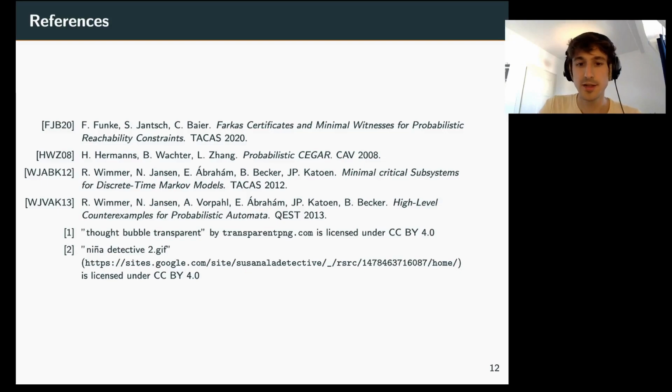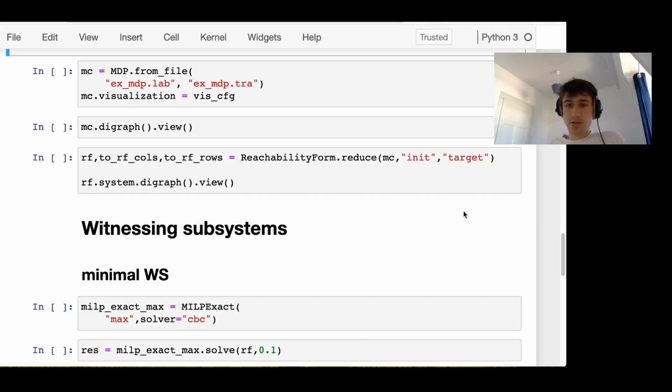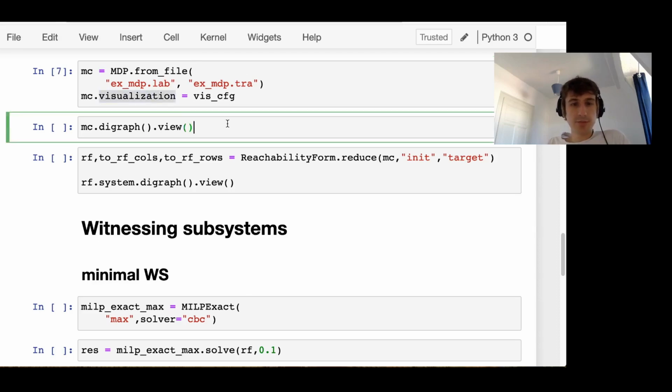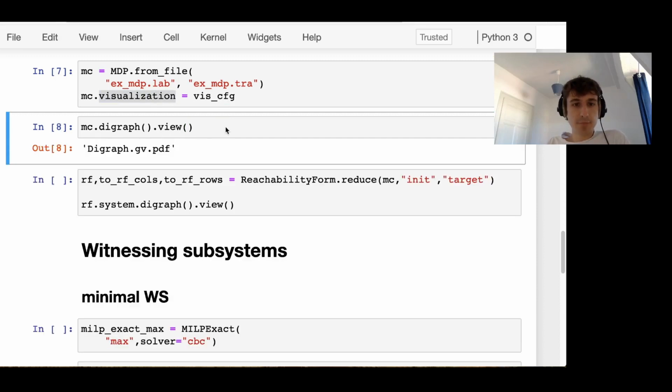and now I would like to give you a short demo of SWITSS. Okay, so this is a short demo of SWITSS. This notebook is part of the supplementary material of the paper, so you can download it and try it out yourself. So first we load an MDP from a file and set a custom visualization configuration. And we can open the MDP with this command.